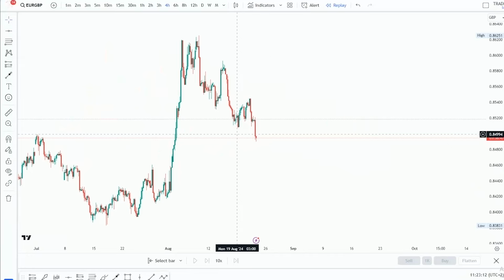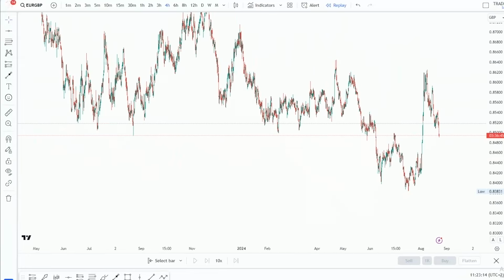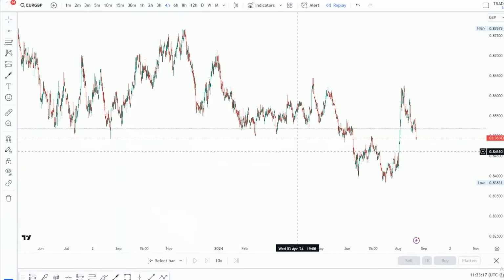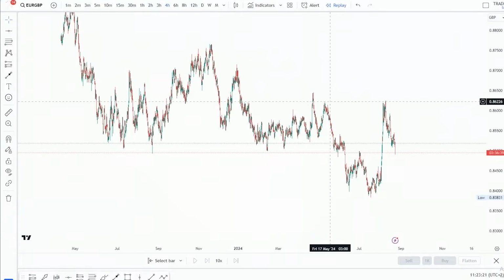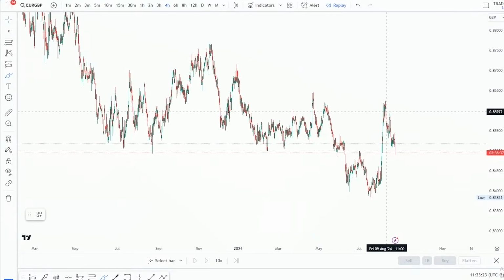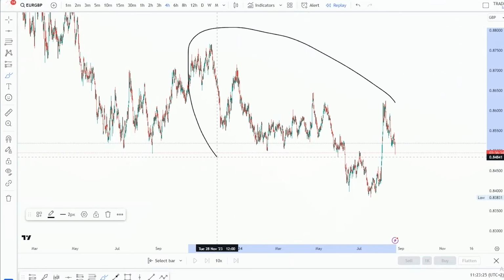But right now, if you want to sell, you have to trade a bearish trend within a what? Within a bearish trend. For instance, guys, this is a bearish trend. I'm also on my 4 hour time frame. This is a bearish trend.